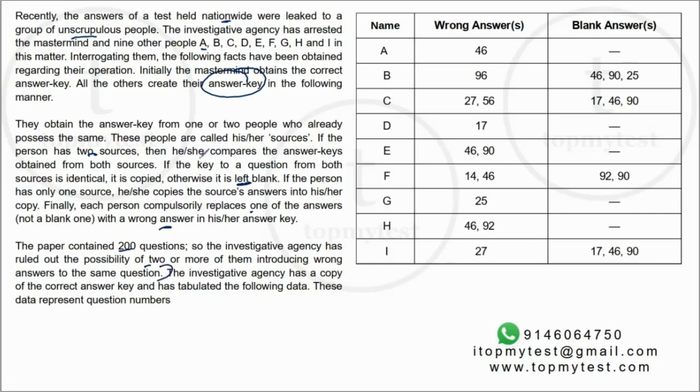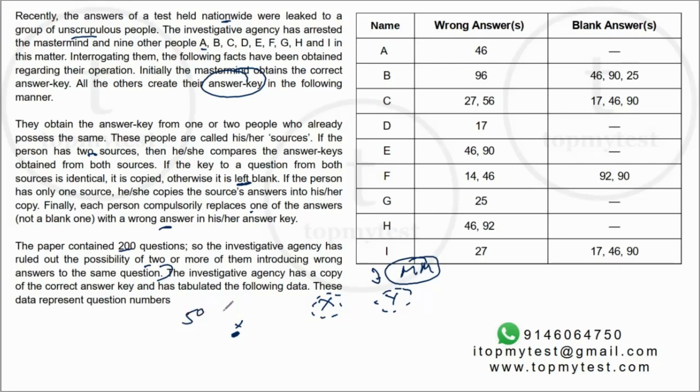Okay, let's see what this particular part says. So first you will obtain your key from the mastermind. Let's look at the first level of people. These are the people who would obtain it directly from the mastermind. So let's call them X and Y. Now they have the entire answer key correctly. So what they will do is they will take the answers and change one of the answers to a wrong one.